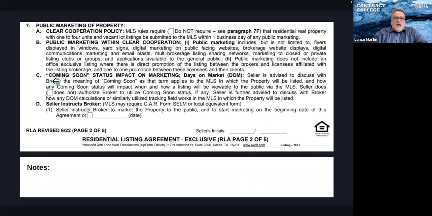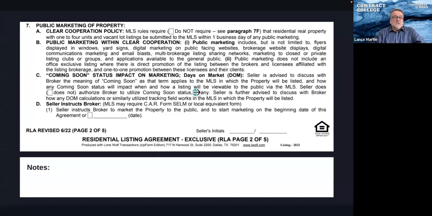Honestly, I've never understood why this is such a big deal to some people, but interestingly enough, it has even become something that's important to the public. The days on market is a big deal. And you'll even have sellers that will say, hey, my days on market are too high, cancel my listing and put it back in. Haven't had that in a while.